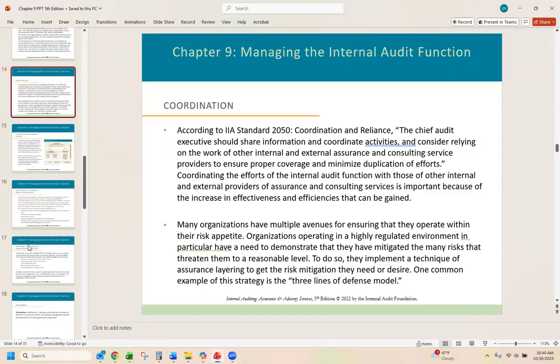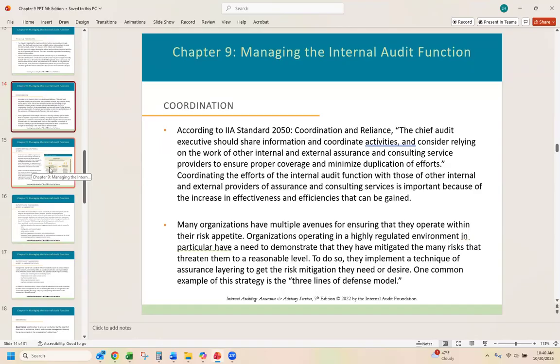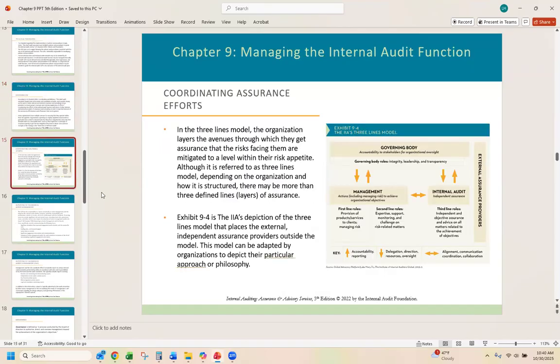Let's see. We're going to skip a couple slides, so we're getting close. This is getting back to when we were talking about coordinating assurance efforts. That's coordinating how well we can assure that the internal controls are functioning properly. And they get back into their three lines model, which we've talked a little bit about.